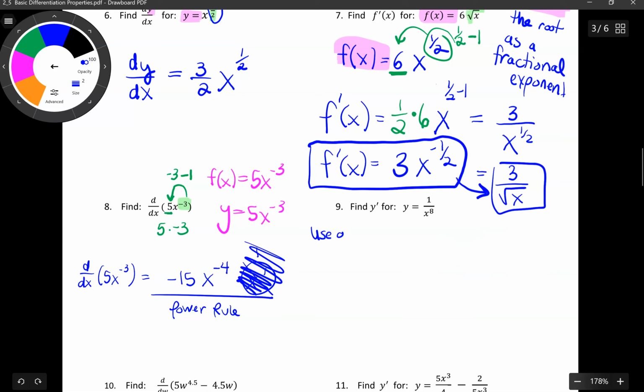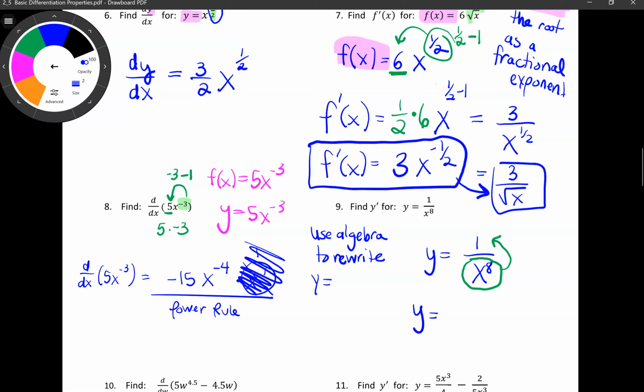So I'm going to put here, use algebra to rewrite y equals first. So think about what algebra you can do. I'm going to rewrite it a little bit bigger over here. If I don't want a fraction, that's okay. I can relocate this base into the numerator. And when you change the location of the base, it flips the sign of the exponent. So there's already an understood 1 there in my numerator. And now I'm going to relocate the x to the -8 now.